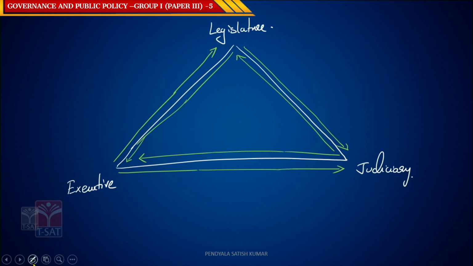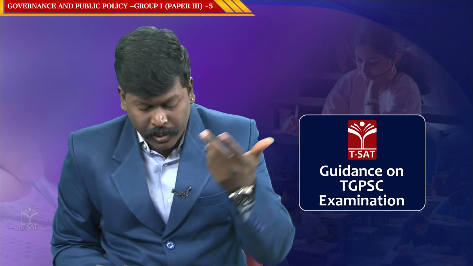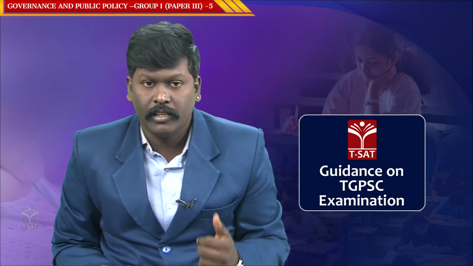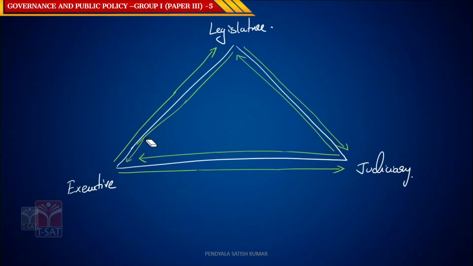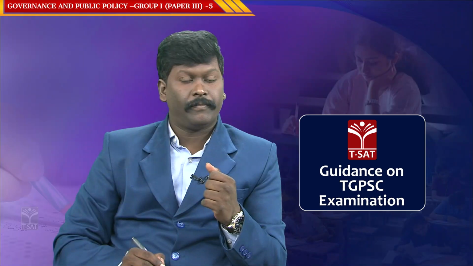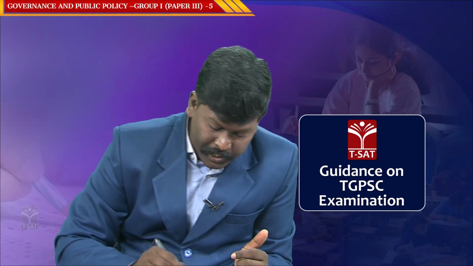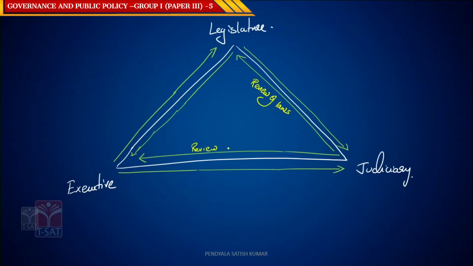Let us take the examples. How the executive checks the legislature, how judiciary checks the legislature, how judiciary checks the executive. Let us start with the judiciary. Now let us start with the judicial part. How does judiciary check the legislature? By review of the laws made by the legislature. Similarly, judiciary checks the executive by review of policy.